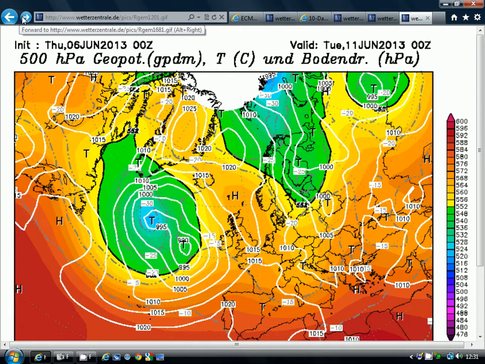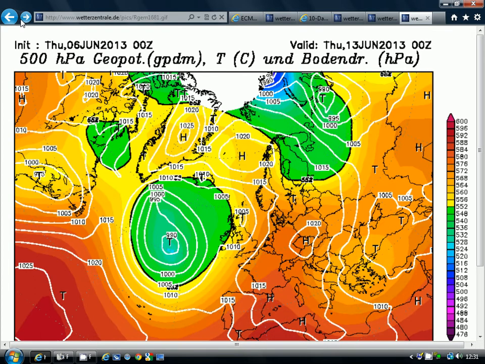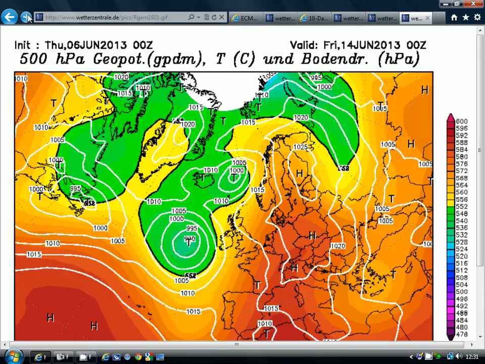The GEM, the Canadian model, finally, same idea for the start of next week, high pressure really dominates to the northeast, low pressure out in the Atlantic, and then we run those low pressures into the high pressure as we go through the middle of next week, bringing some rain, particularly to the north and northwest, probably not too much in the south and southeast.